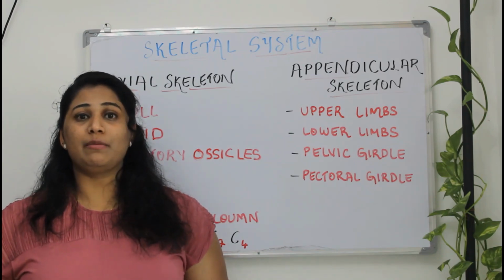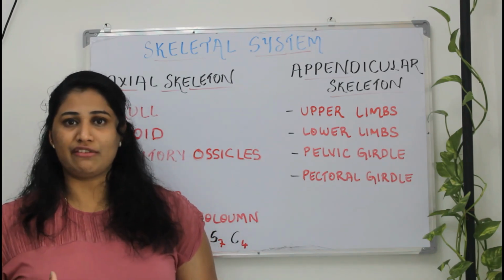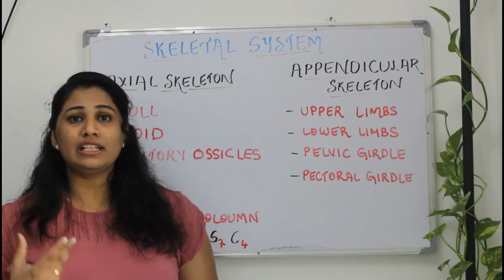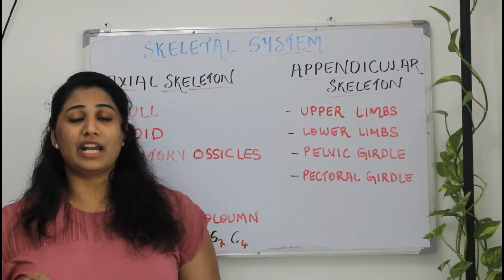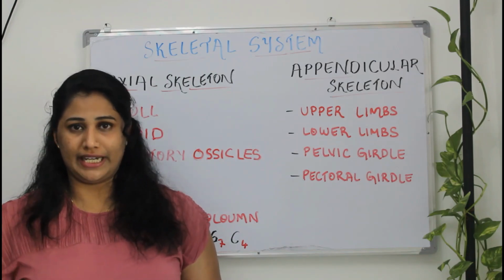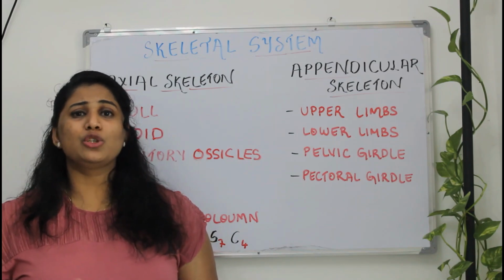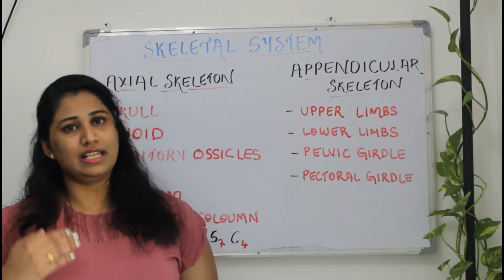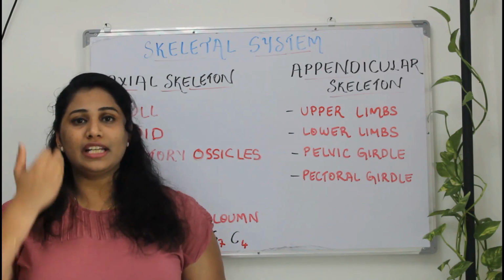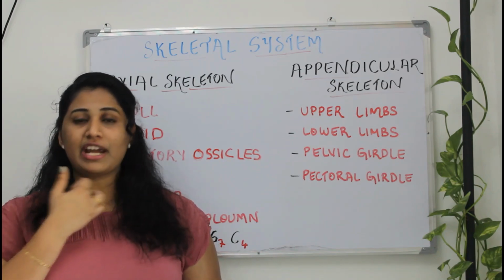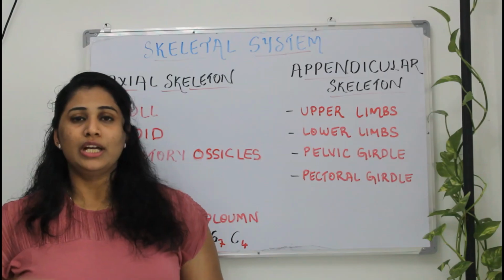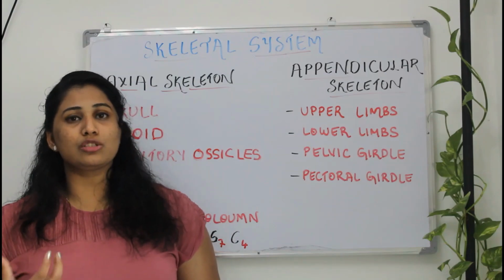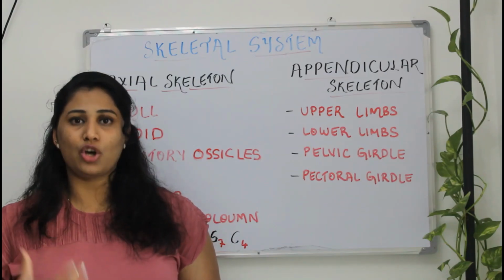In that case, the brain doesn't get affected directly, isn't it? So the cranium protects the brain. The protective covering of the brain is the cranium. And in the inferior part are the facial bones. What do the facial bones do? They support the eyes, nose, mouth and all these adjacent organs.